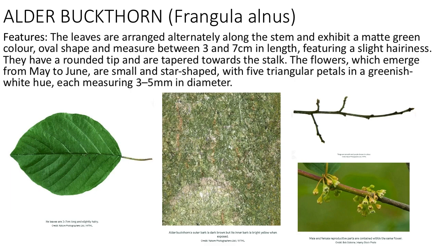It is possible to confuse this species with dogwood, which lacks the spines that the alder buckthorn has. So the spines form as part of the twigs, and using those as an identification feature is key in the winter. You might also confuse this with purging buckthorn, and that's distinguished by its opposite leaf arrangement. So where alder buckthorn has an alternate leaf arrangement, the purging buckthorn has opposite leaf arrangement.